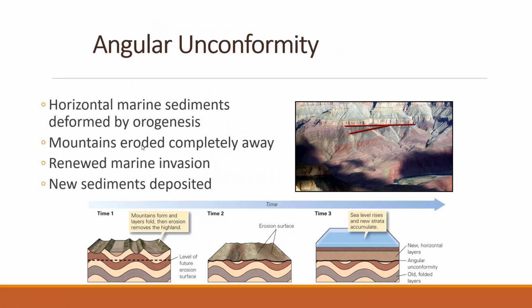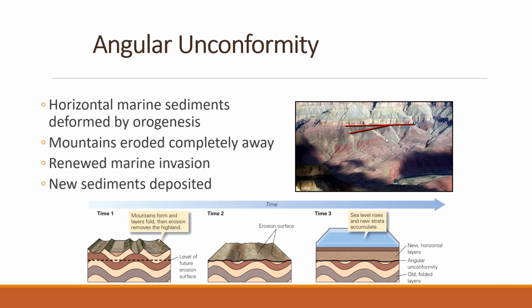An angular unconformity is probably the easiest one to recognize. This is where we have a difference in the dip, or the angle, of the beds on either side of the unconformity. This can happen when, for example, horizontal marine sediments get deformed and start to be folded. Then if we have a period of erosion, and then a period of redeposition, we would have flat layers on top with tilted layers beneath it.